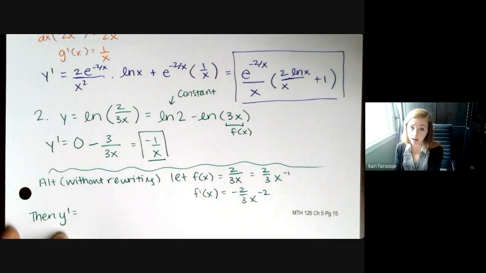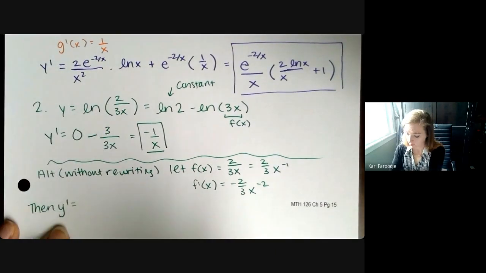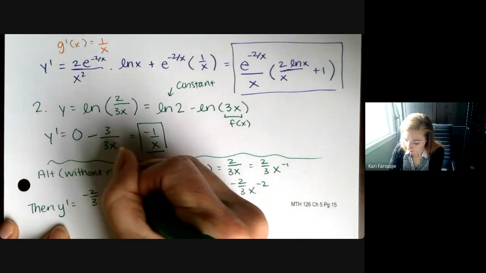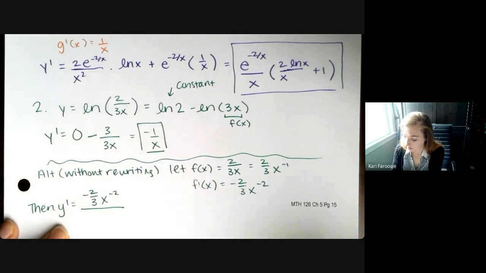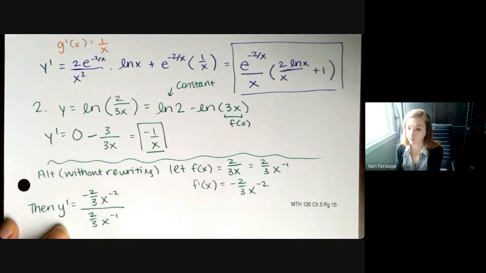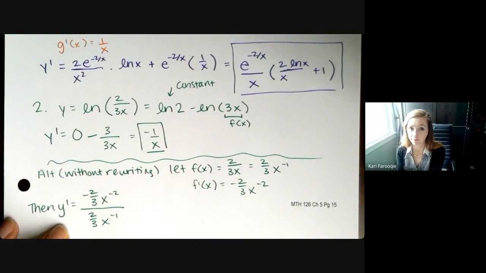Then y prime would just be f prime over f. So negative 2/3 x to the negative second divided by positive 2/3 x to the negative first. Just using that derivative rule, f prime over f. And again, neither one of these derivatives have natural logs in them. It's okay. It happens.